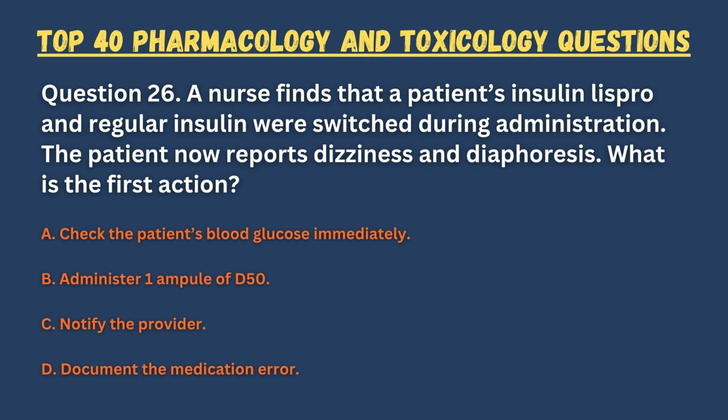Question 26. A nurse finds that a patient's insulin Lispro and regular insulin were switched during administration. The patient now reports dizziness and diaphoresis. What is the first action? A. Check the patient's blood glucose immediately. B. Administer 1 ampoule D50. C. Notify the provider. D. Document the medication error.